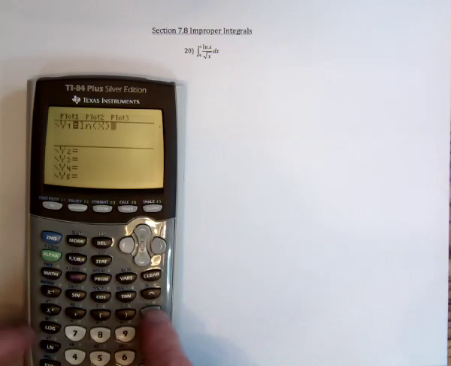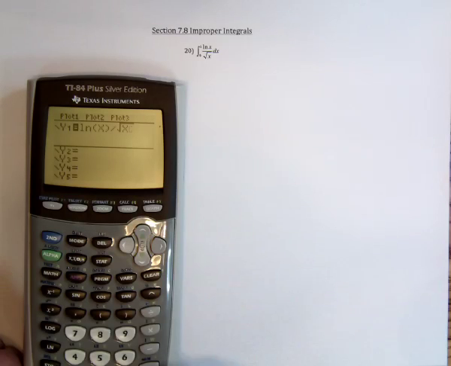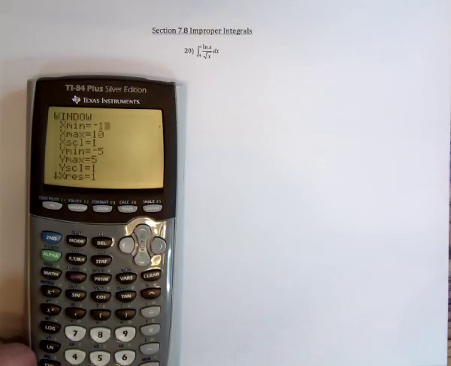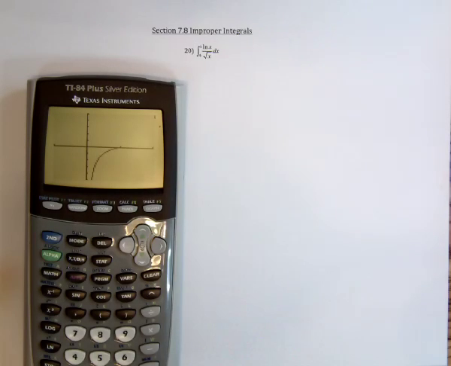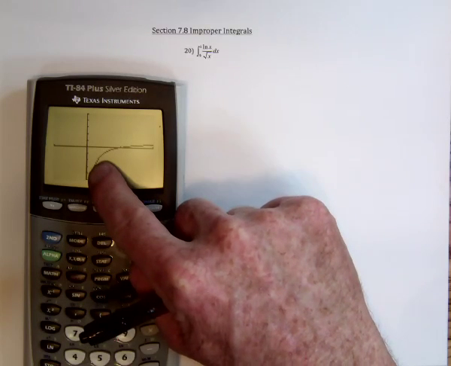So natural log of x divided by the square root of x, and it's from 0 to 1. So change the window, say from -1 to 2. So the area we're talking about is down here, so it's going to be negative.